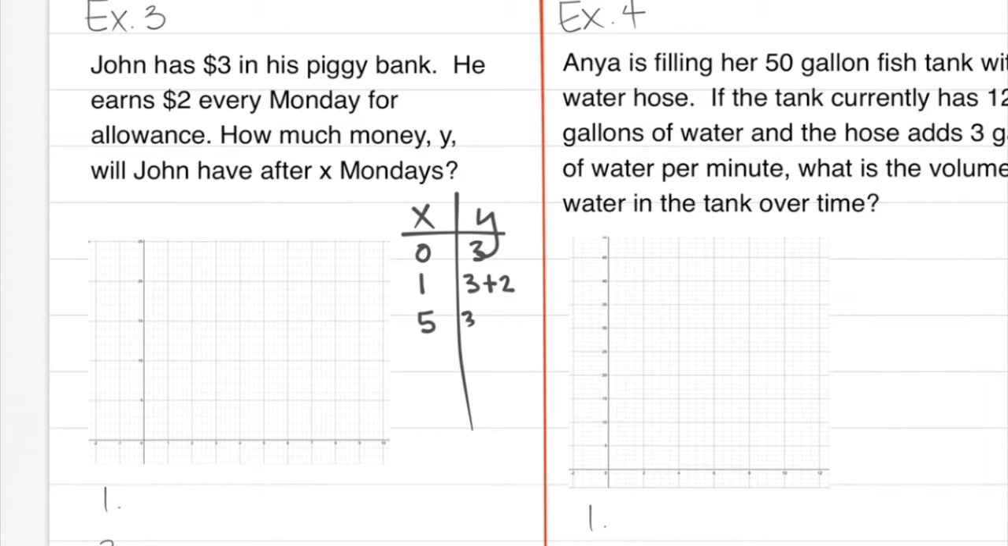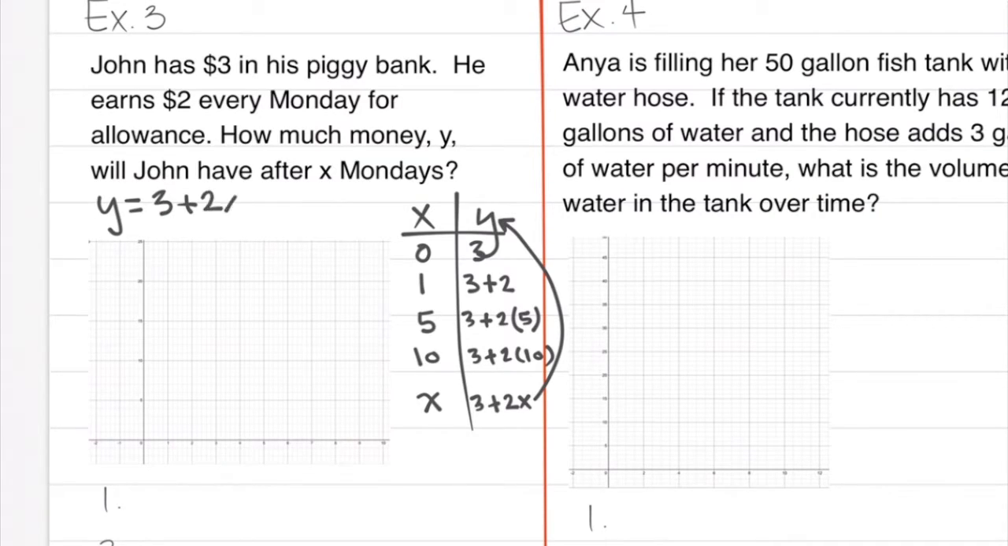Well, how did you get that? You start off with $3 plus 2 times 5 Mondays. If it were 10 Mondays, it would be $3 plus 2 times 10. And eventually, if there are x Mondays, then it would be 3 plus 2 times x. And that's going to give you your y value. So for your function rule, you would say y is equal to 3 plus 2x.